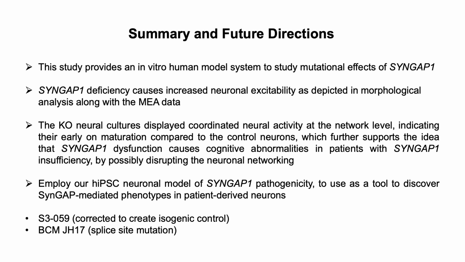We aim to extend our methodology using the human iPSC-based neuronal model of SYNGAP pathogenicity as a tool to discover the SYNGAP-mediated phenotypes in the patient-derived neurons. We have already started working with the S3059 line, which we have been able to correct to create the isogenic control. And then we have the BCMJH17 line, which is a splice site mutation. We want to characterize how this model can be used to study the SYNGAP patient phenotypes.